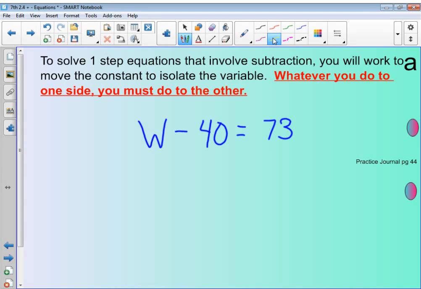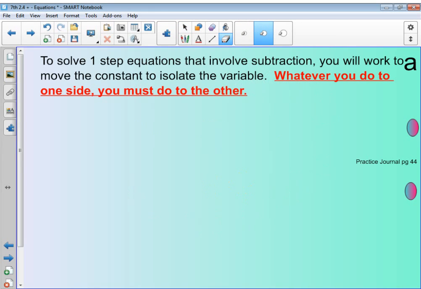In the end, you should have ended up with W equals 113. Okay, so that's working with some subtraction when the variable's in the front. So now I'm going to introduce you to when sometimes you have variables that are in that position of being subtracted.